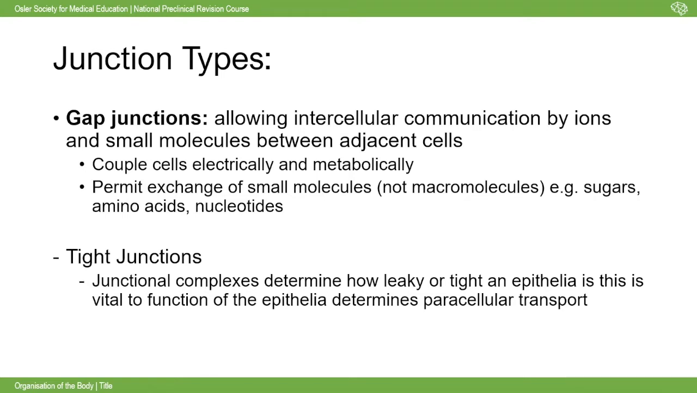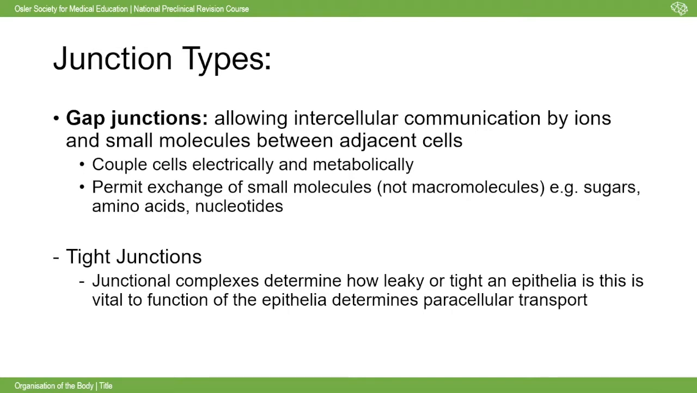We also have another type of junction, which is tight junctions. So these are formed, for example, through occludin interactions of proteins, and these are actually really important in determining paracellular transport. So this is the transport of solutes, etc., through or between cells.